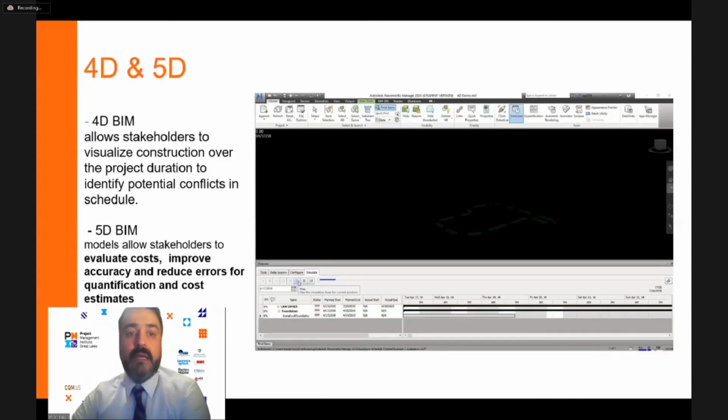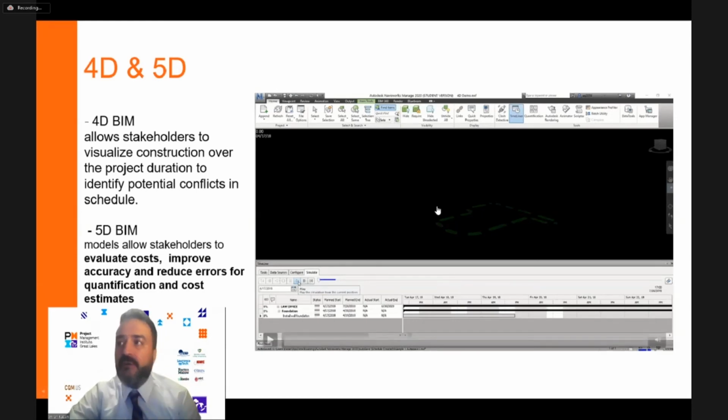Oops. What about the 4D and 5D? So as you know, we attach time or schedule to our third dimensional models. It is no different than just assigning tasks and start and end dates, plans and actuals, and attaching them to building components one by one, to get a better understanding or sequencing of this schedule.